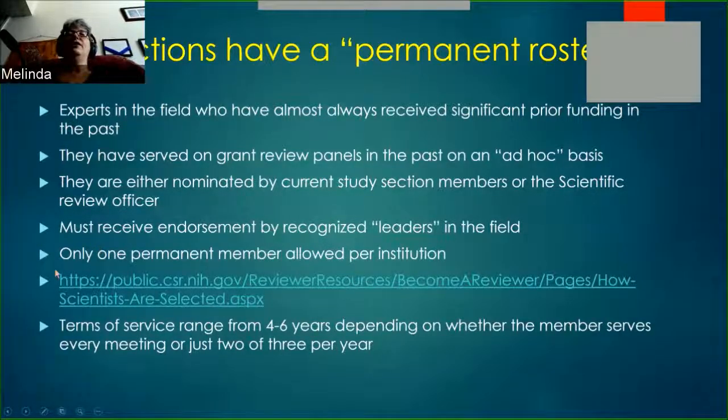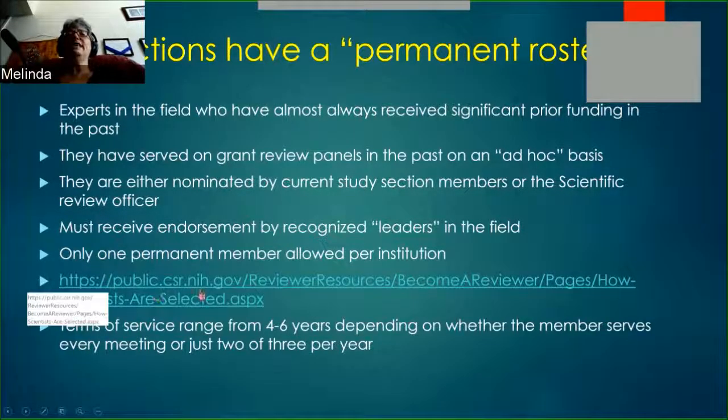Now, this is a place where it's not unusual for certain scientific areas to have the researchers in that area concentrate in only a few institutions. It's important to note that only one permanent member is allowed on a study section per institution. To give you an example, in my field, there is a huge concentration of researchers at Washington University of St. Louis, and they are only allowed to put one scientist from Washington University of St. Louis on the study section. This is basically to prevent people at a certain institution from ganging up and causing conflicts of interest.